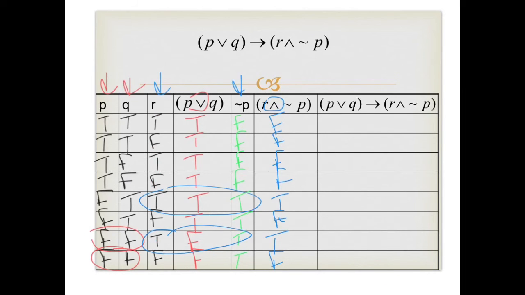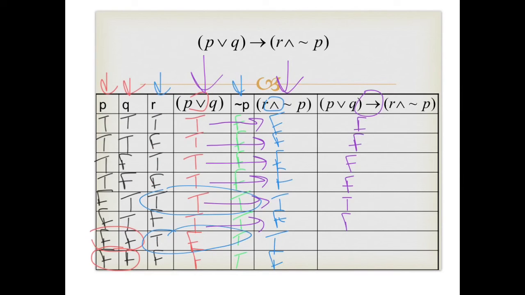Alright, and now time for our final statement. So for our conditional, we're going to be comparing the inclusive disjunction with our conjunction. And again, the pattern for our implication here, the conditional, is it's always true unless it's true then false. So true then false, that's false. True then false, that's false. True then false is false. True then false is false. True then true is true. True then false is false. And then false and false, those are both going to be true.